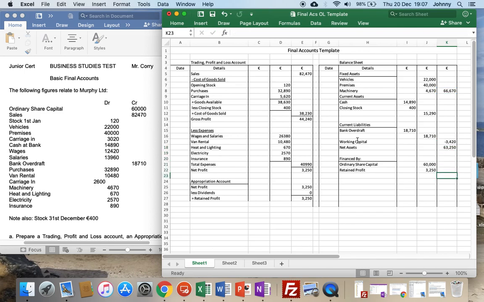We'll then add that, so we add those numbers there, and then we'll compare and see, do we get the same number when we add our financed by? So we'll add our ordinary share capital, and we'll add our retained profit, and we get the same number, so that means we've done the question correctly. So that's the basics of how to do the final account question that we discussed in class.